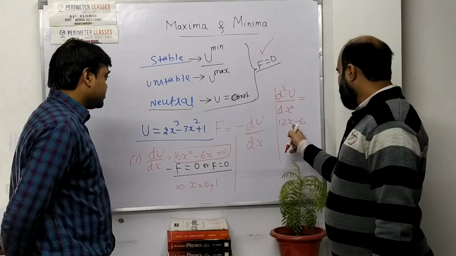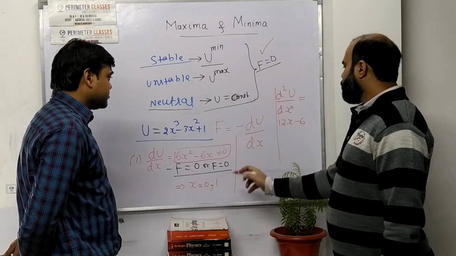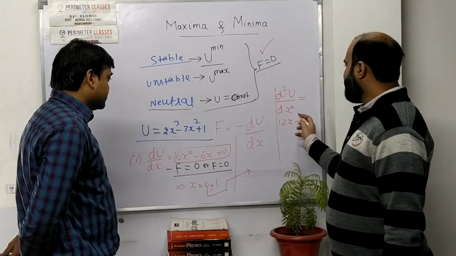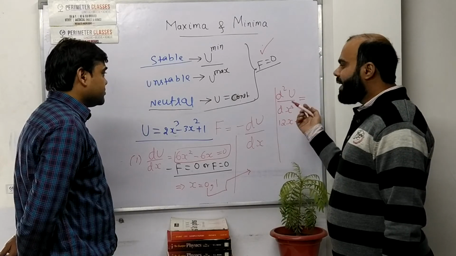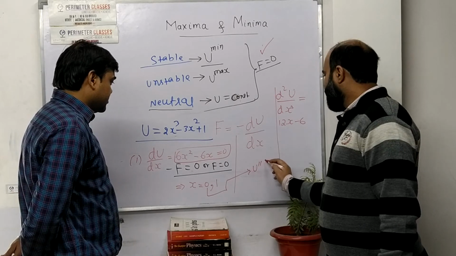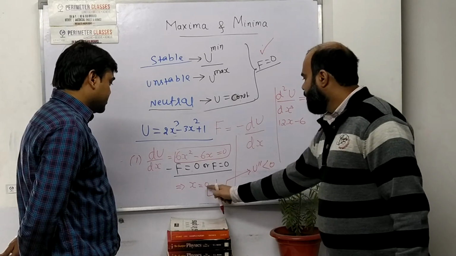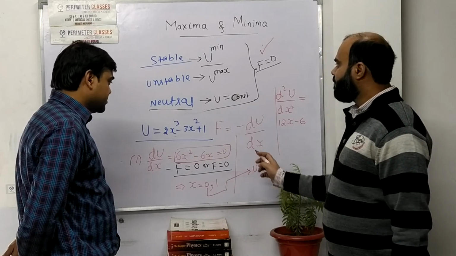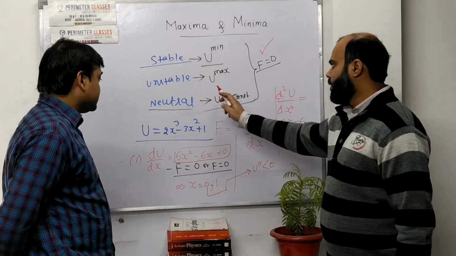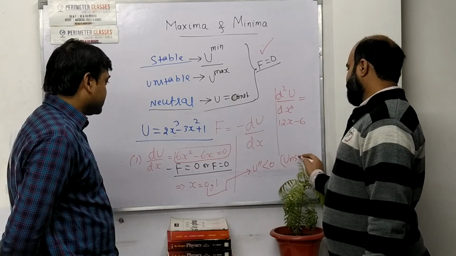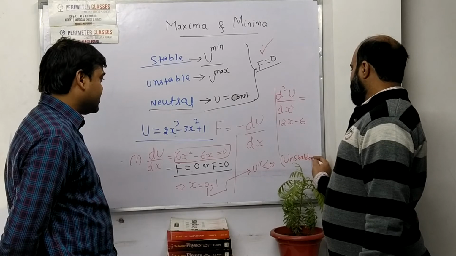When we put 0, it is minus 6. So when we put 0 over here, we get minus 6, which means a negative value. Yes. So the double derivative is coming out to be negative if we put 0, which means this is the situation when we have the maximum potential energy. So the system is unstable here. Am I right, sir? Yes, definitely.